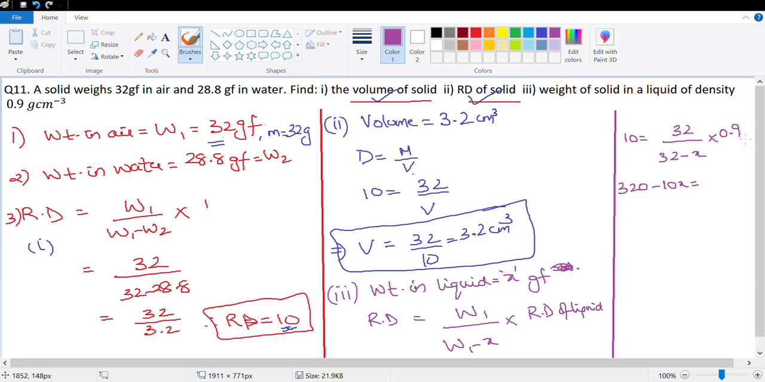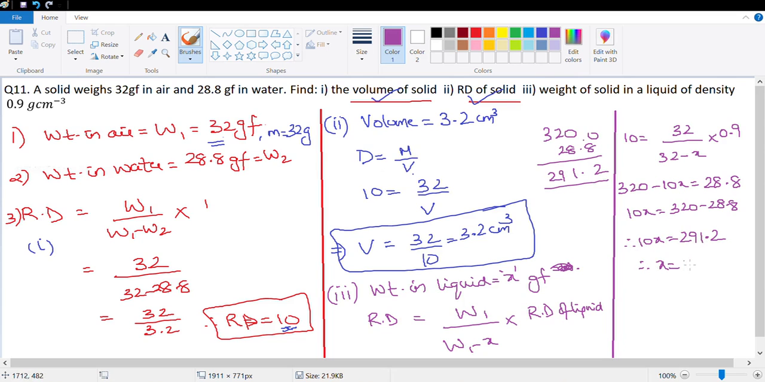That's 270 and 18. That's 288, which means with a decimal, 10x is equal to 320 minus 28.8. Let's subtract 320 minus 28.8. That's 291.2. Therefore, 10x is equal to 291.2. Therefore, x is equal to 29.12 gram force. Therefore, weight in liquid is 29.12 gram force.